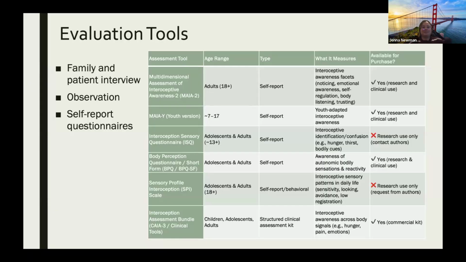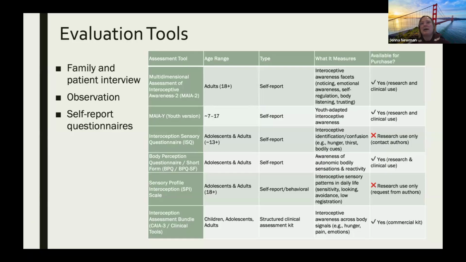The MAIA also created a youth version, so they created one for individuals aged 7 to 17. Again, it is self-report, and they adapted the questions from the MAIA to be more child-focused and more child occupation based. This one is also available to be purchased and used in practice, and it's also used in research. And I did want to note this is the youngest of all of the questionnaires. It is aged for age 7 and up, and that's because it is a self-report.